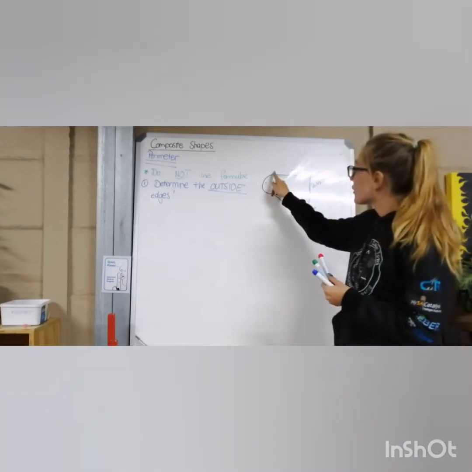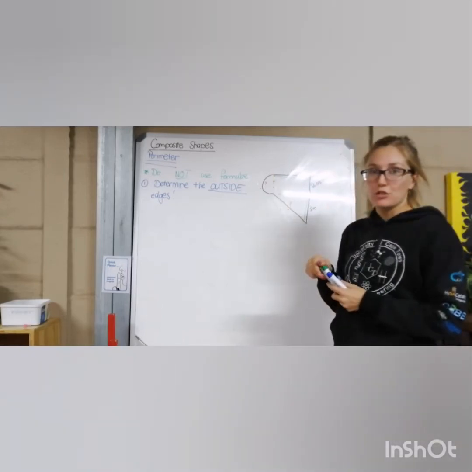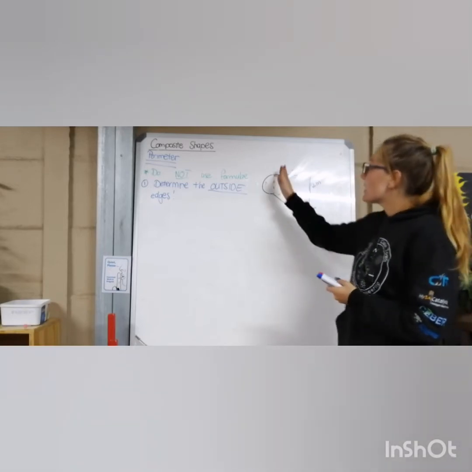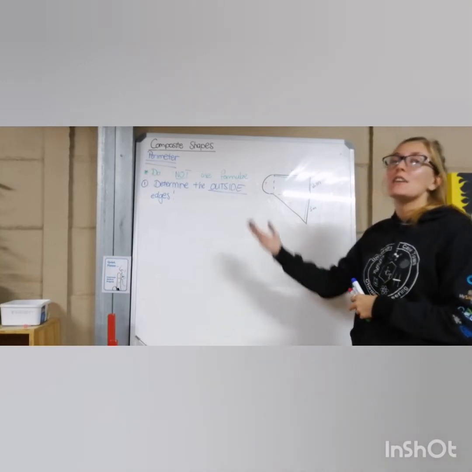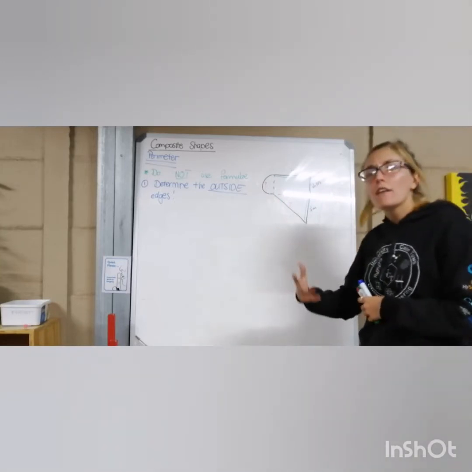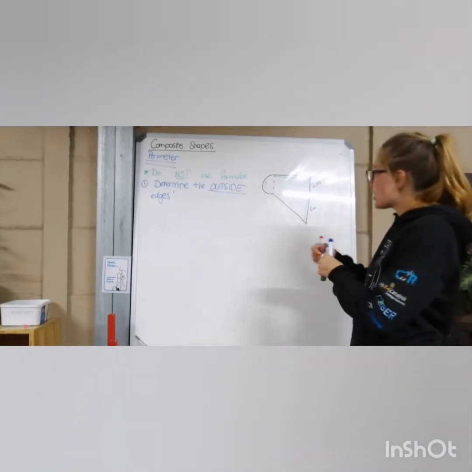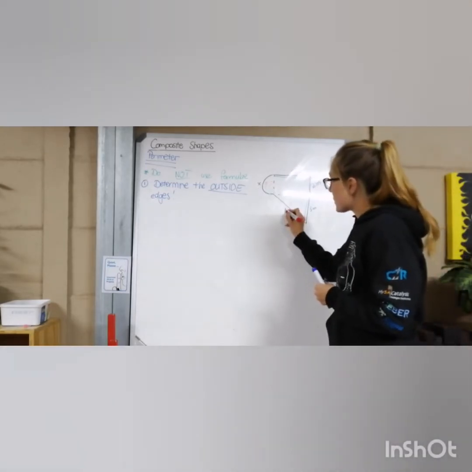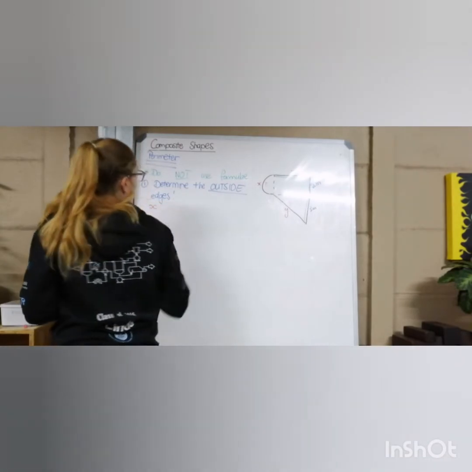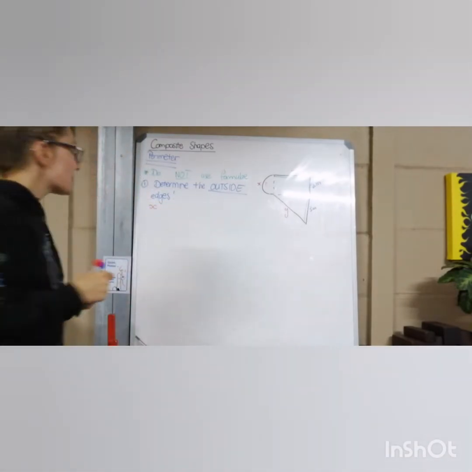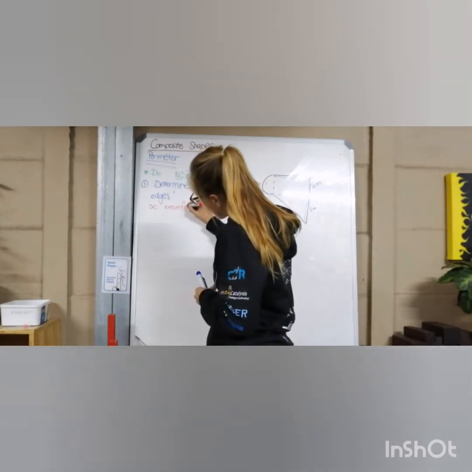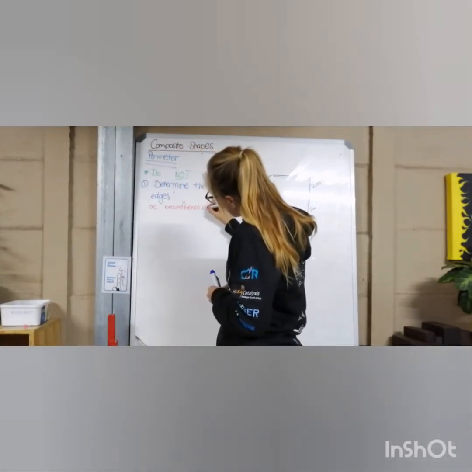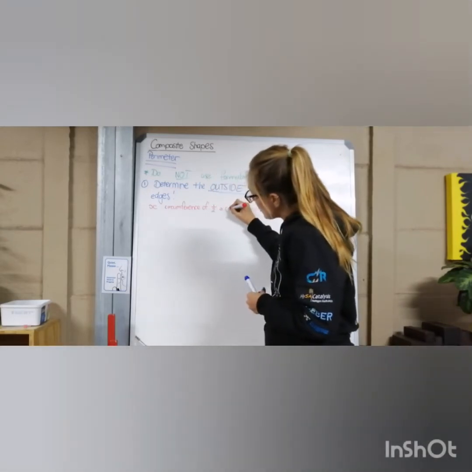Okay, so first off, over here, I've got a semicircle. In order to determine the length of the outside of a semicircle, I'm looking for the circumference of half a circle, or rather half of the circumference of a circle. So let's just call that one x and that one y for now. Okay, so determining x. X is the circumference of half a circle.